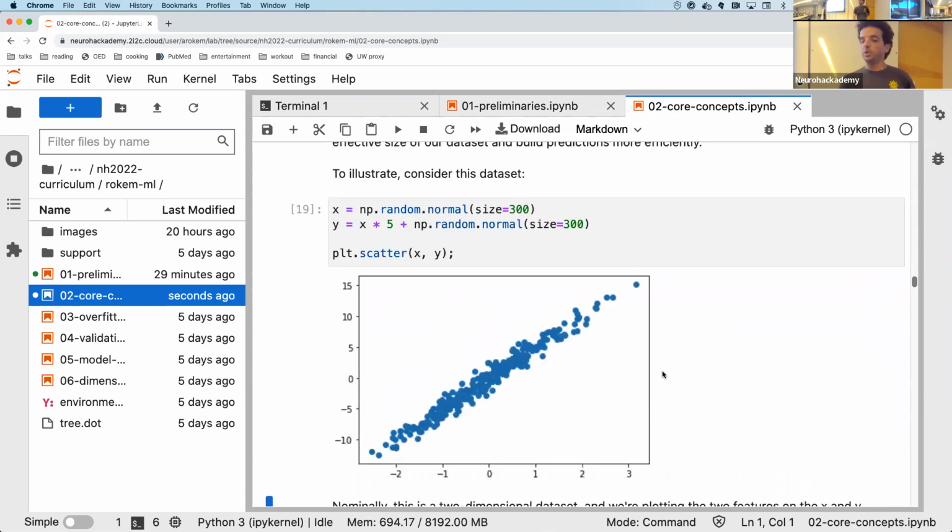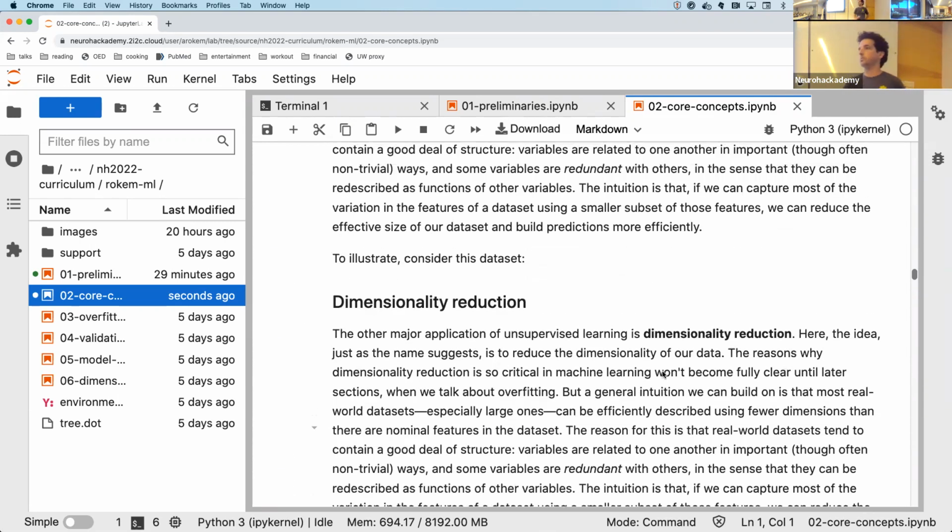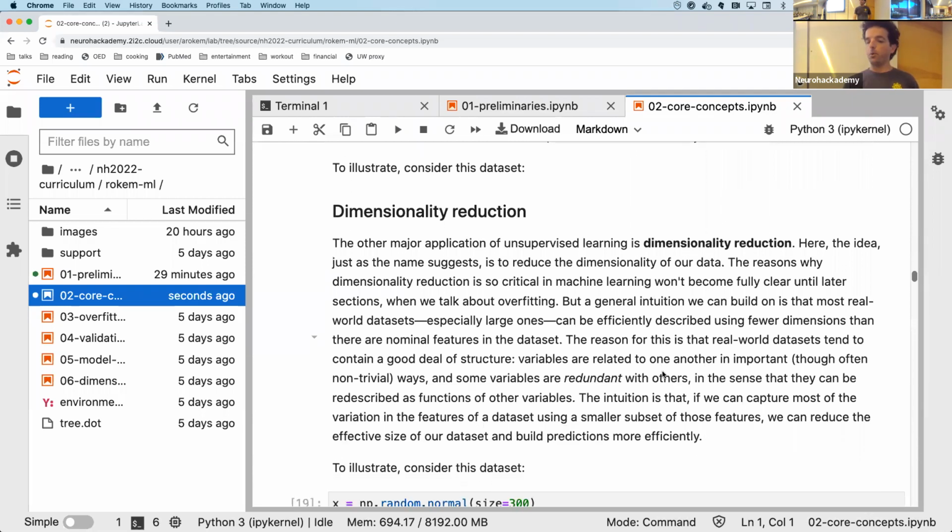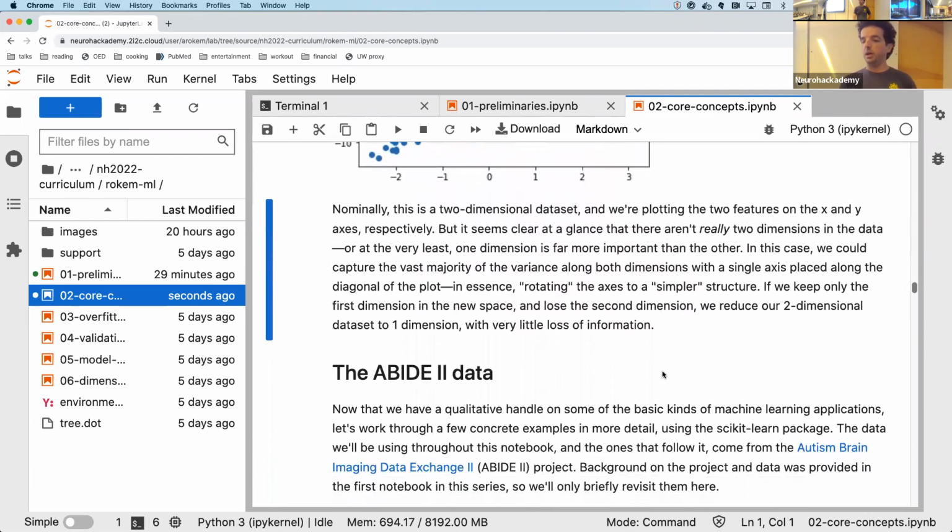Okay, what questions do you have about unsupervised learning? Okay, good. I'll continue here then.